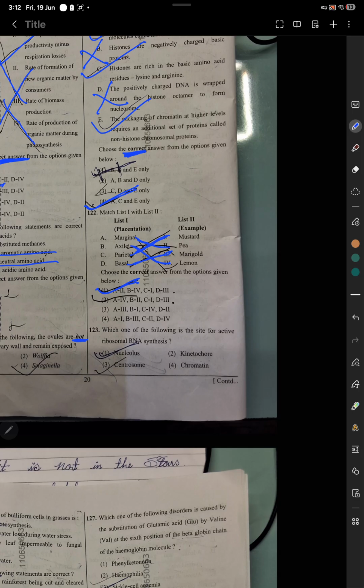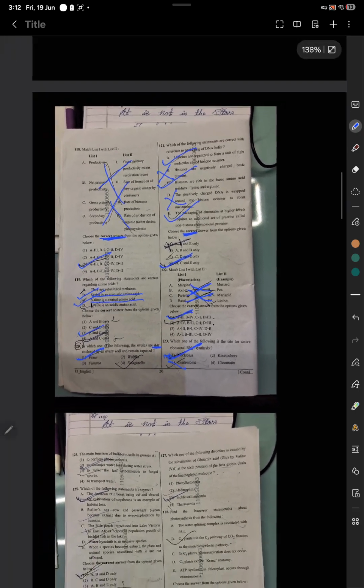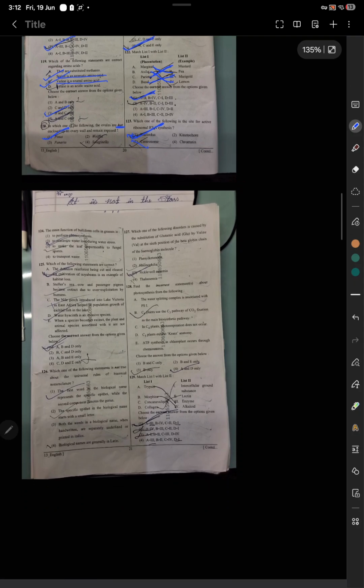Okay. So question number 123. Which one of the following is the site of active ribosomal RNA synthesis? It's nucleus, not centrosome. It's nucleus. So let's move to next question. We still have this many questions left, so we need to do it quickly.